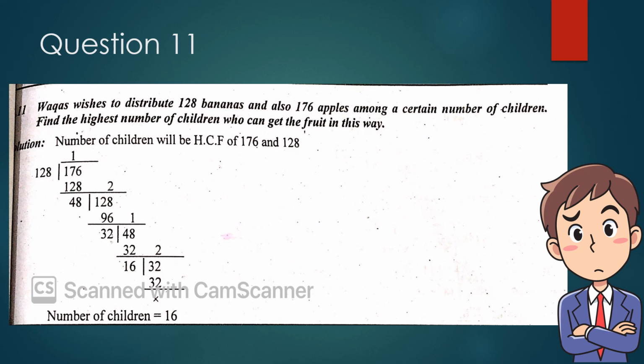Now 48 will be outside the division sign and you will be dividing 128 by 48. Now we will put 2 as an answer. You will get 96 and 32 will be the remainder. Now 48 will be divided by 32. So 32 ones are 32. So you will get 16. Now again divide 32 by 16. You will get 2. So you can write 32. So the remainder will be 0. Now the number of children will be 16.